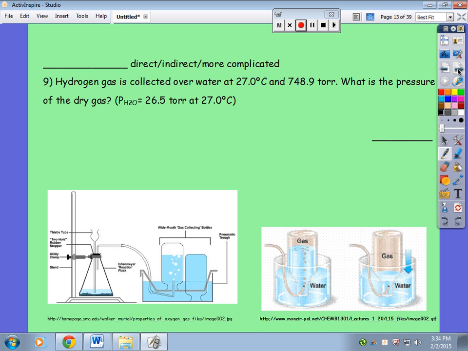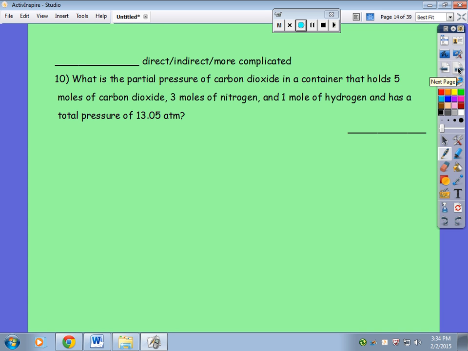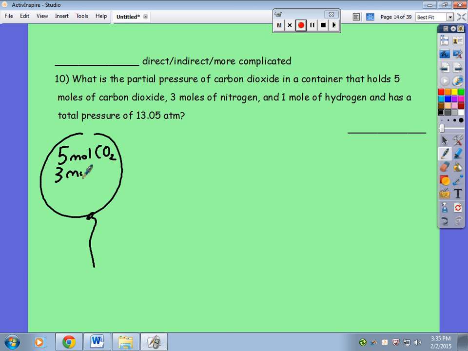Alrighty. What's the partial pressure of carbon dioxide in a container that holds 5 moles of carbon dioxide? So let's make our container. Okay, I'll make a balloon. That works just as well as anything. I've got 5 moles of carbon dioxide. I've got 3 moles of nitrogen. And I've got 1 mole hydrogen. Okay, that's the facts. And the total pressure is 13.05 atmospheres. That's my pressure total.